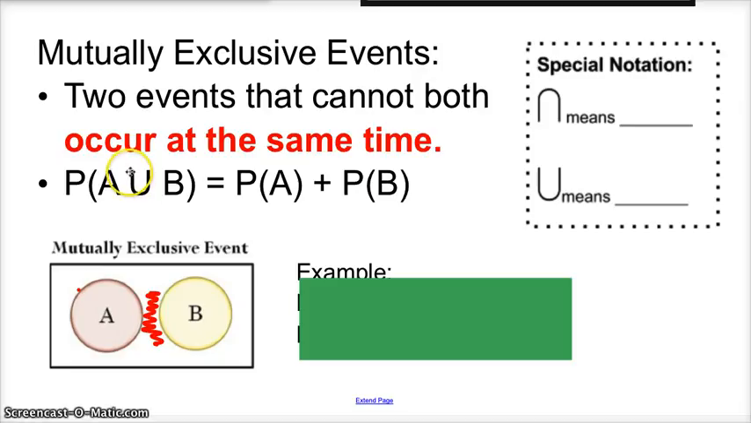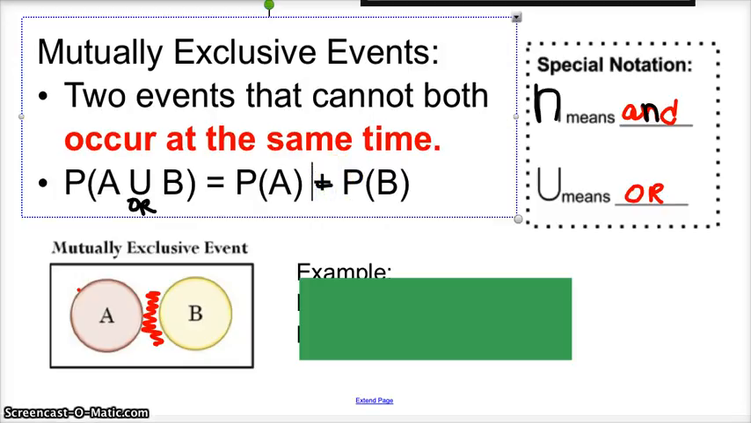The formula for mutually exclusive events has one of these symbols in it. So let me fill this out real quick. This first symbol represents the word and. This other symbol represents the word or. The way that I'm choosing to remember it is that this symbol kind of looks like an N, so it's and, the other one is or. So what this says is the probability of A or B is equal to the probability of event A added to the probability of event B.